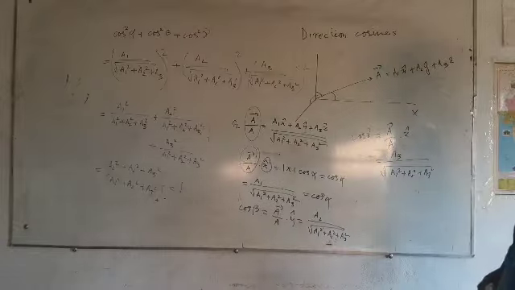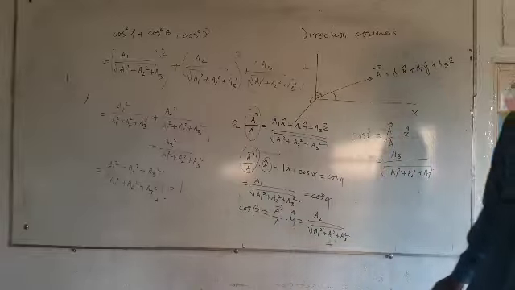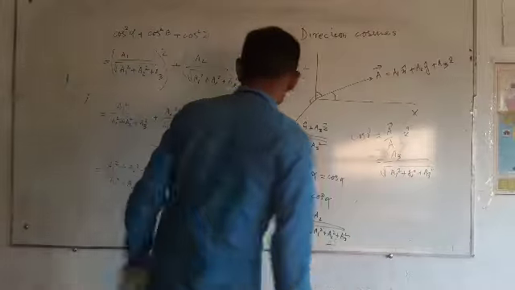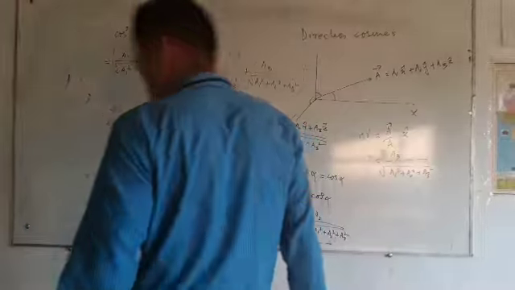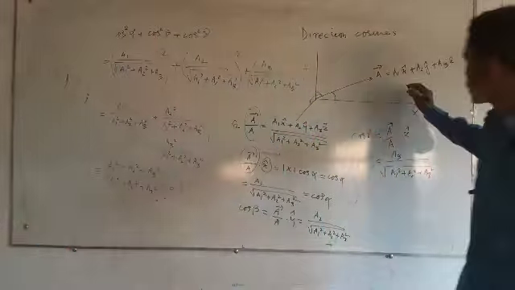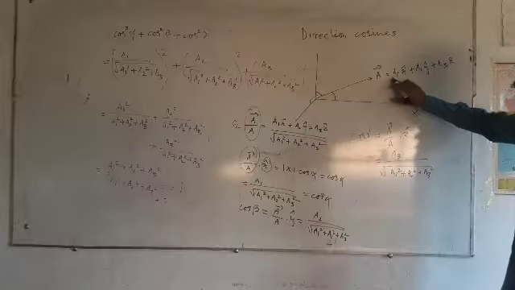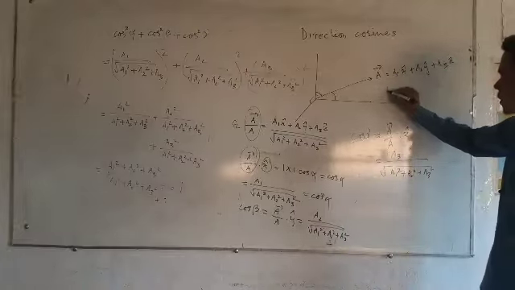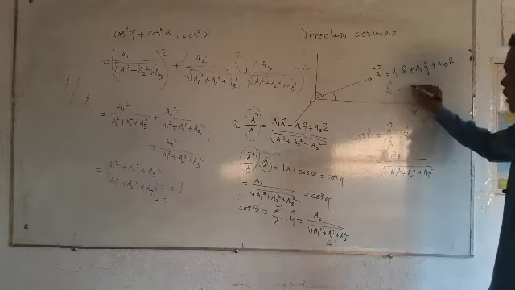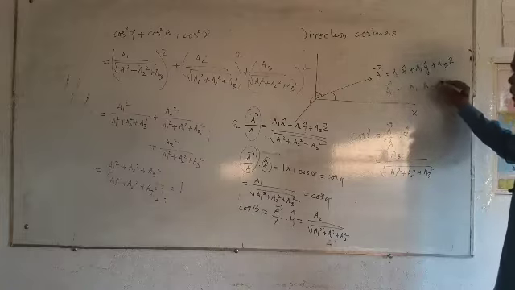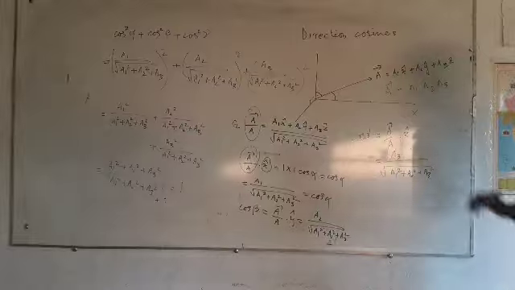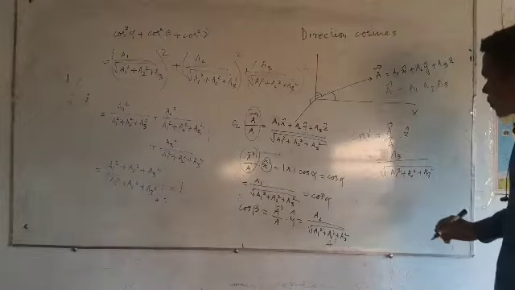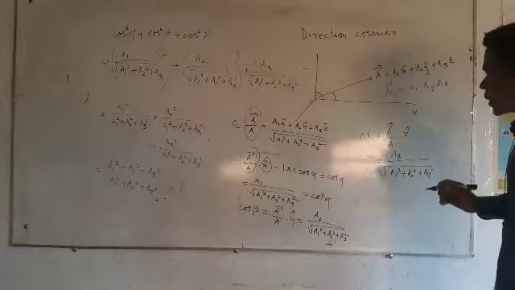Now let's see what direction ratios are. Direction ratios are nothing but the components of the vector along the x-axis, y-axis, and z-axis. That is, the direction ratios of the vector A are A1, A2, and A3.